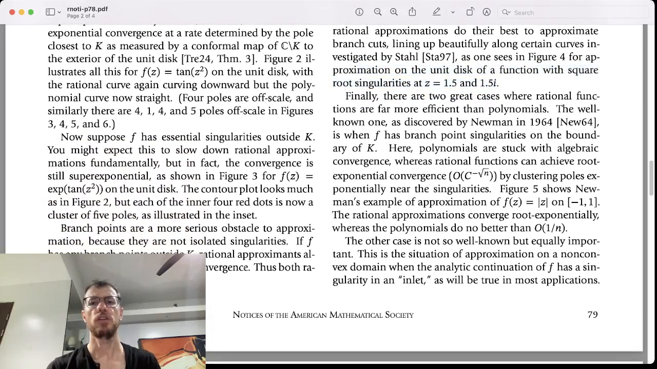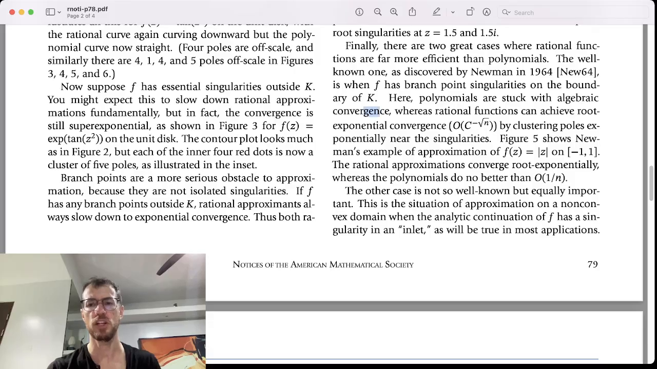Finally, there are two great cases where rational functions are far more efficient than polynomials. The well-known one, as discovered by Newman in 1964, is when f has branch point singularities on the boundary of K. Here, polynomials are stuck with algebraic convergence, whereas rational functions can achieve root exponential convergence, that is to say, big O of c to the minus radical n, by clustering poles exponentially near the singularities.